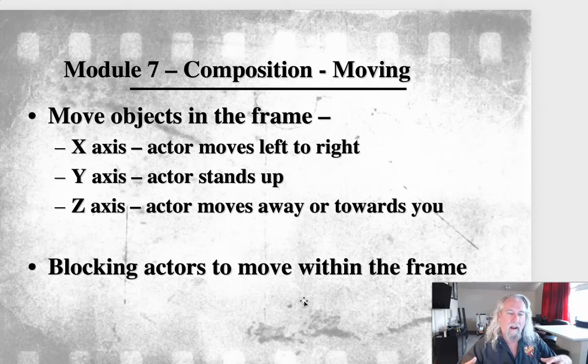I can have my actor who's seated on a couch stand up. I can have her sit down. I can have her faint and fall to the floor. And now I'm working on the y-axis. And then in the z-axis, I'm moving my actor towards the camera or away from the camera. All right? So blocking my actors is all about constructing the movement within the frame.